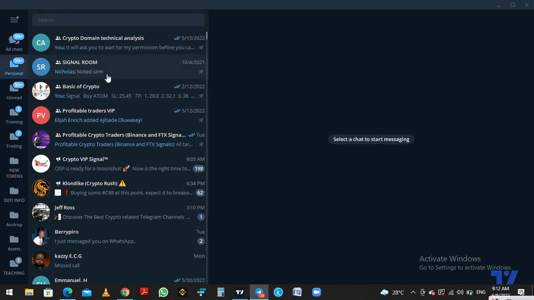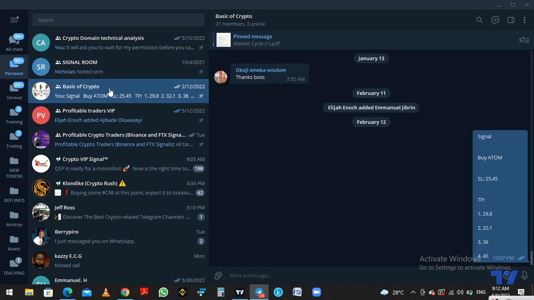If I can get that. So this is another example now. You can see this signal. It says what? Buy atom. Now, when you see this and there's no price in the photo, it means you should buy at the current market price. And SL means stop loss. This is the stop loss price. Your first TP is this, then second, third, and fourth.